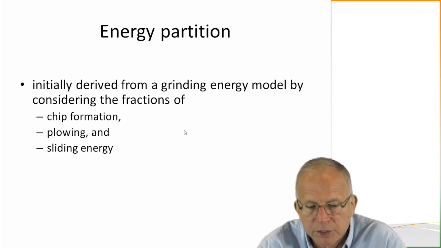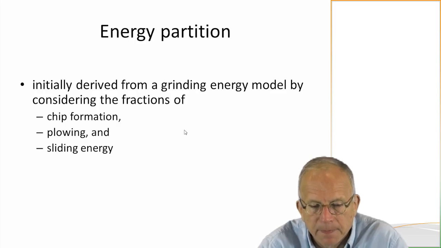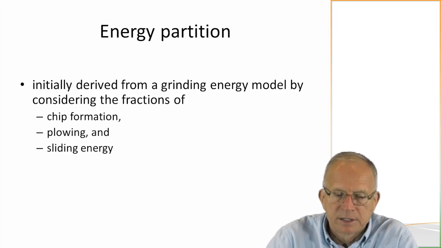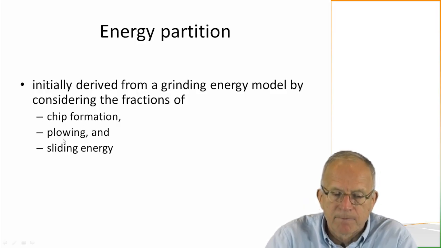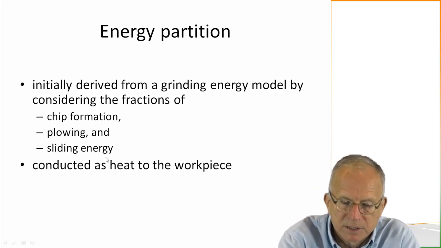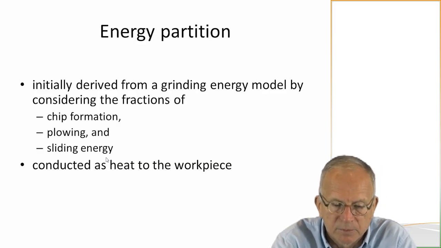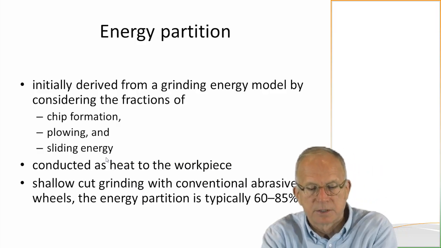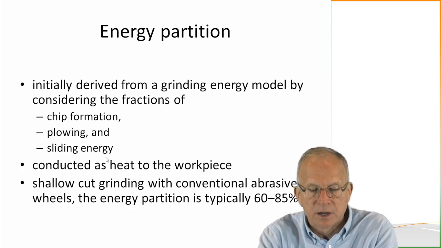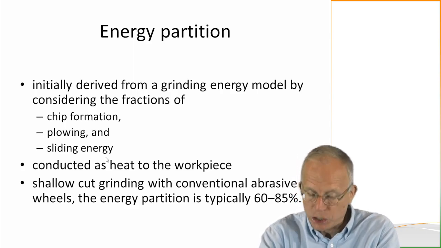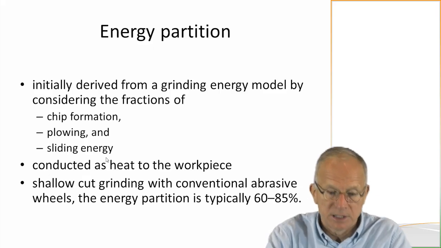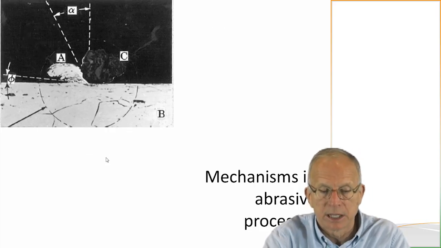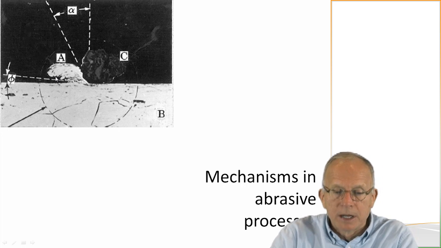All right, so the energy partition is derived from a grinding model and can consider fractions for the chip formation, for the plowing, and for the sliding energy, and then what's conducted into the workpiece. In shallow grinding with conventional abrasive wheels, the energy going into the workpiece is about 60 to 85% of the total energy. So let's zoom in and see what this looks like.